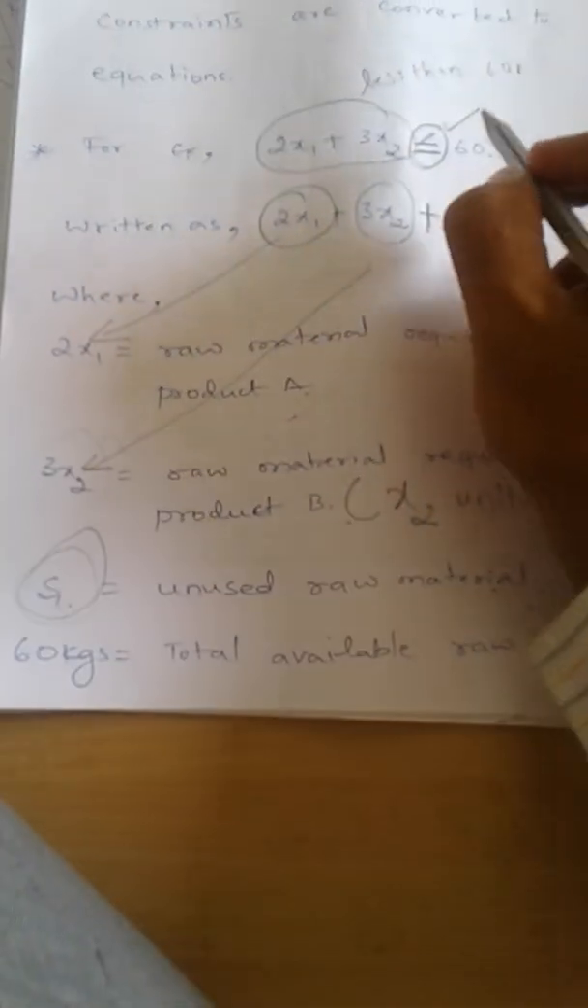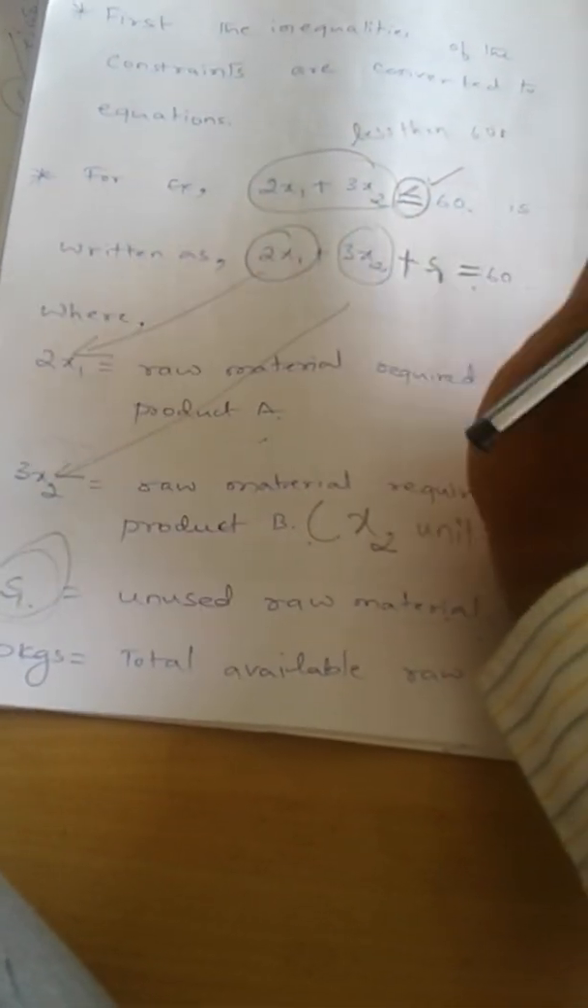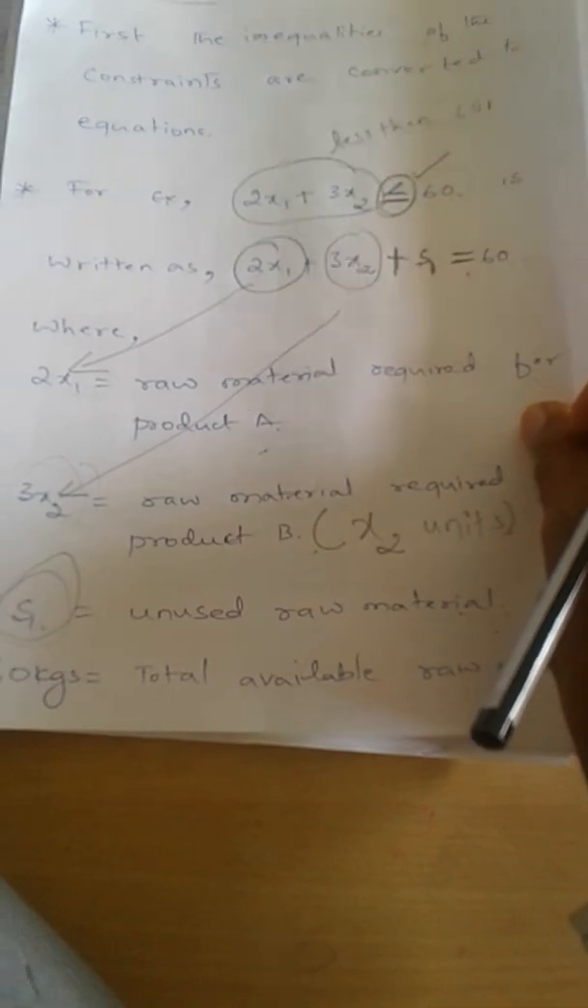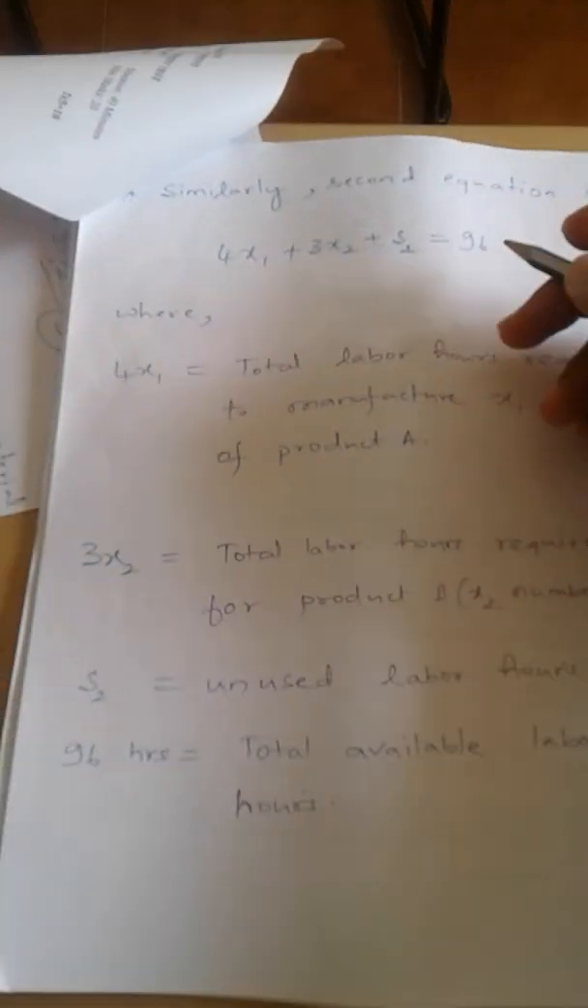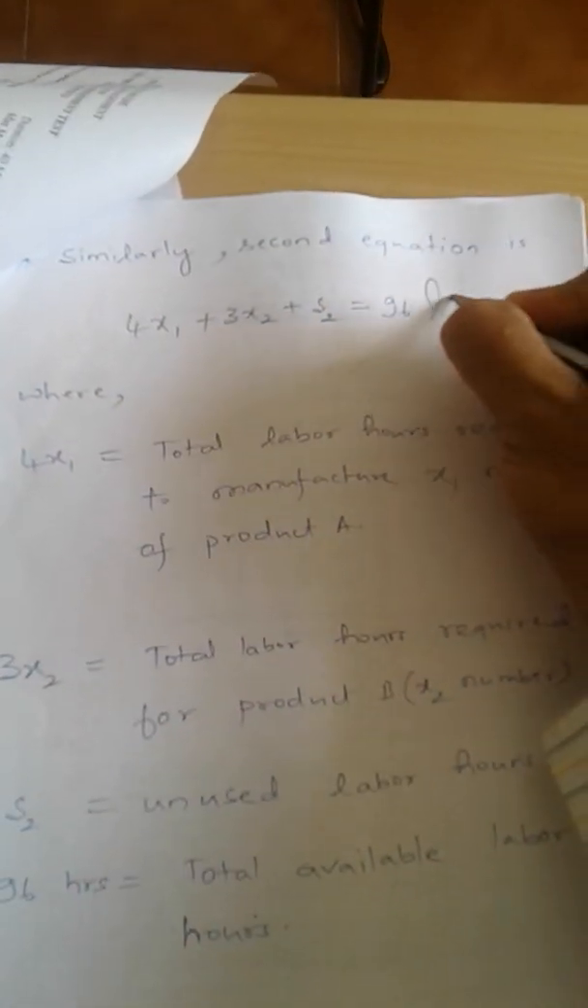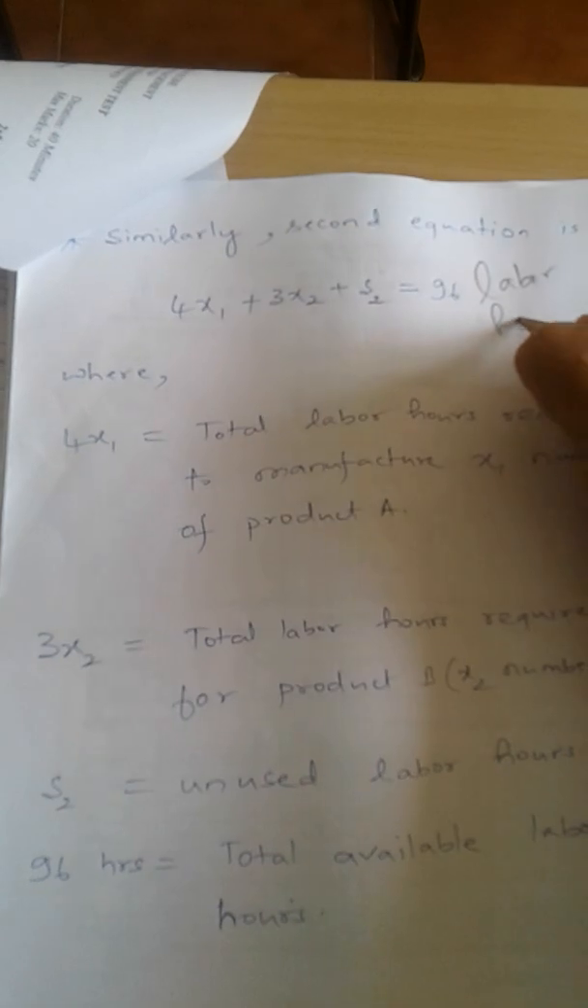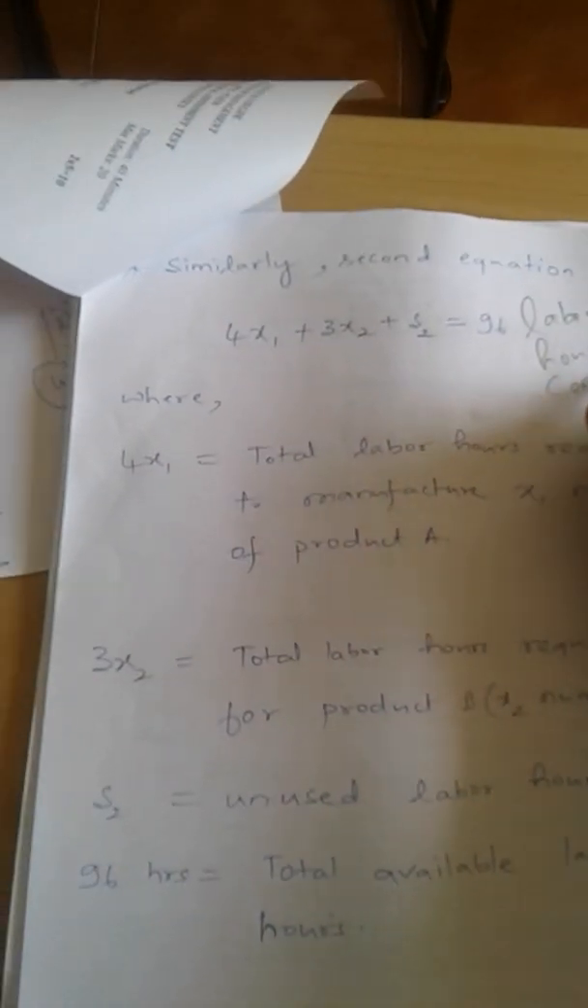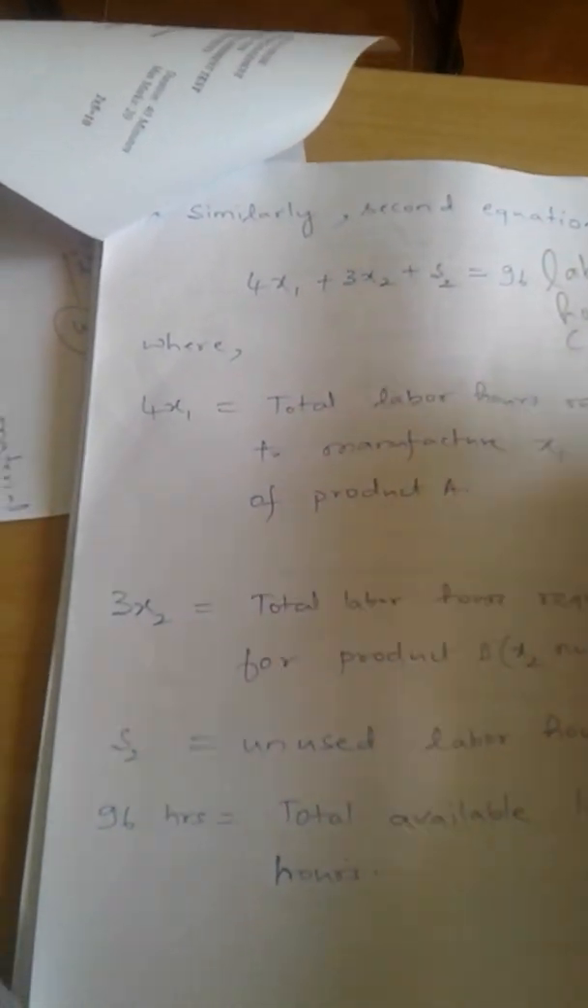60 kgs is the total available raw material for the manufacturing firm. All right, so we will go ahead. Similarly, we are supposed to do the same with the second equation also, that is the labor hour constraint. This was the labor hour constraint, is it right? So that is given in the question, correct?